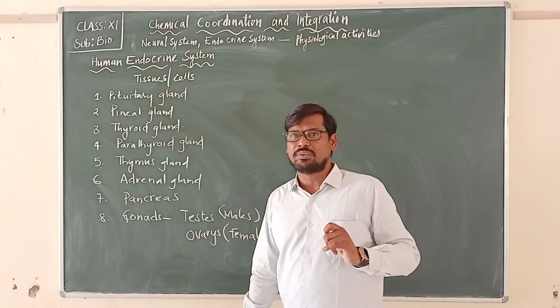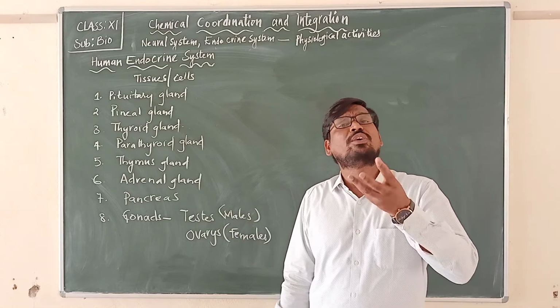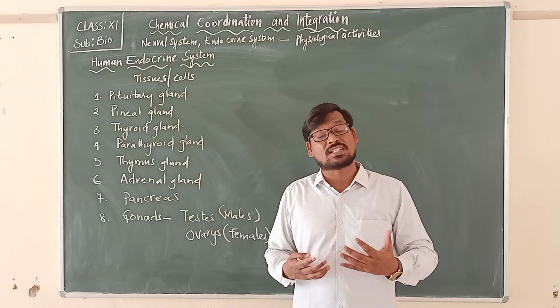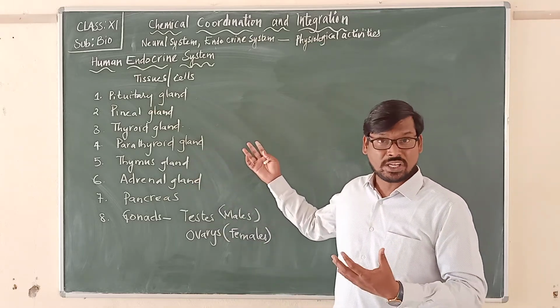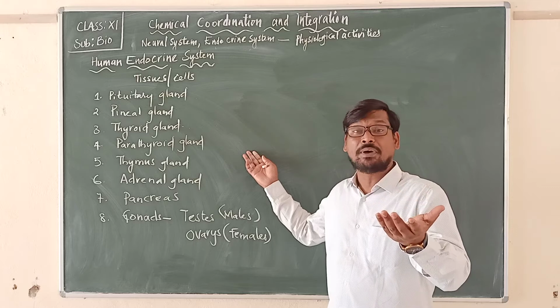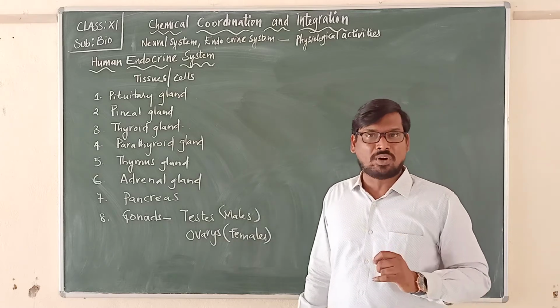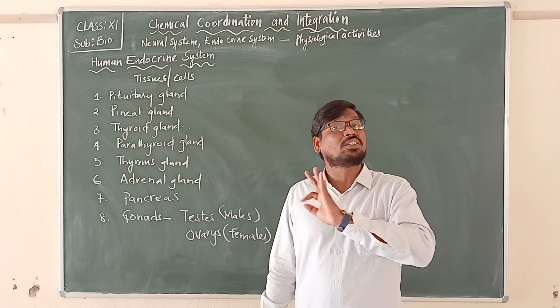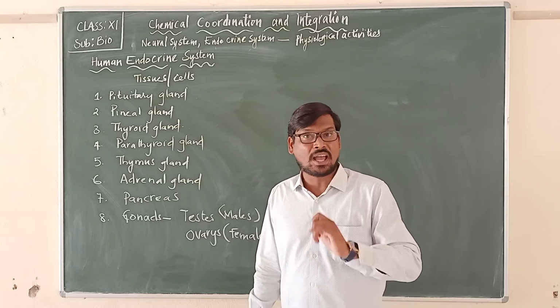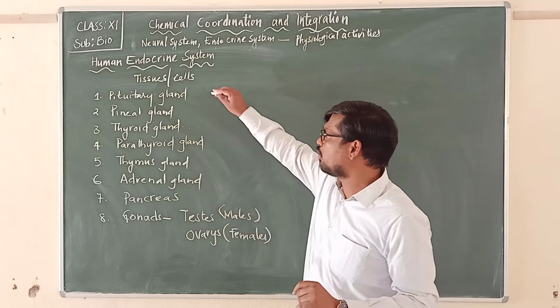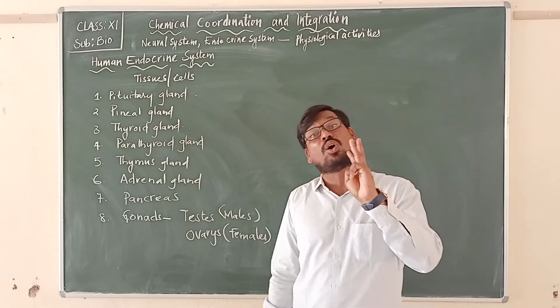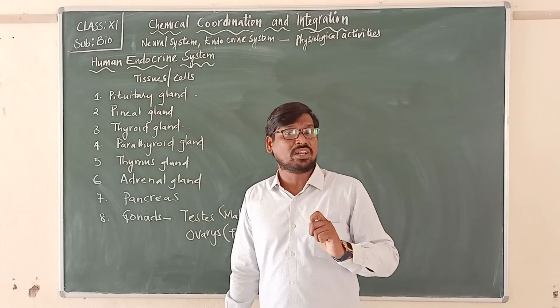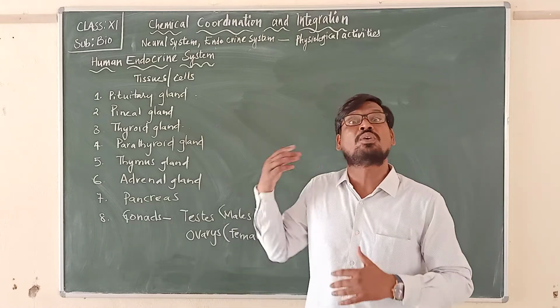So here is another point we have to keep in mind. Even though we use the simple phrase that diseases are caused due to deficiency or hypersecretion, please remember that in all the cases we will not call them diseases. For example, there is one hormone produced by the pituitary gland called growth hormone. Growth hormone is sometimes produced in more quantity.